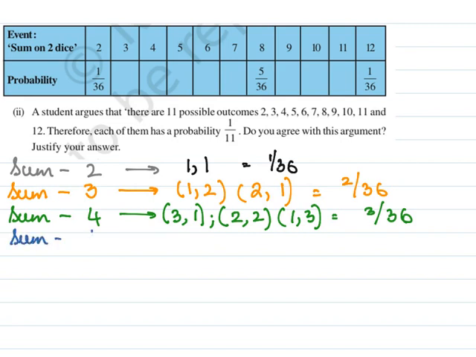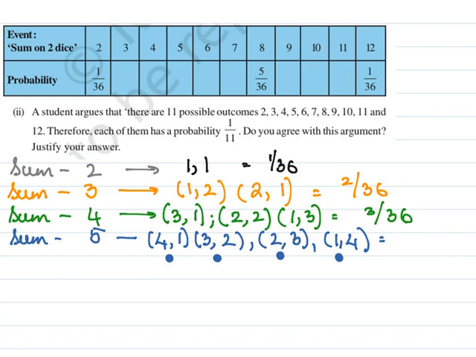Next, to get sum 5. Now to get sum 5, it could be 4 on one dice, 1 on the other. Then we have 3, 2, that is 5. Then we have 2, 3, that is 5. And 1, 4, that is 5. So let's count the possibilities: 1, 2, 3, 4 possibilities of getting sum 5. So that is 4 out of 36.